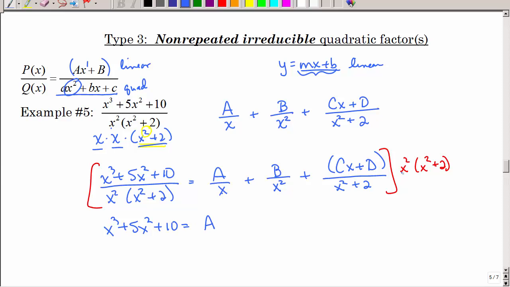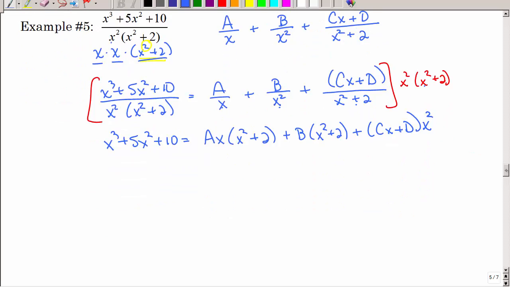So here one of the x's cancels. Then here both the x's cancel. This is where you really want to put that Cx plus D in parentheses, and all you're left with is, the x squared plus 2 cancels, and so you're left with x squared. So there is our equation.